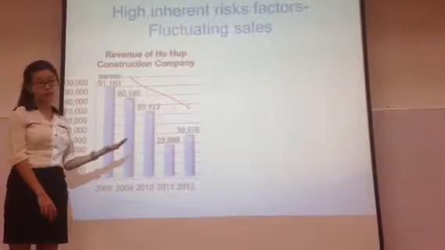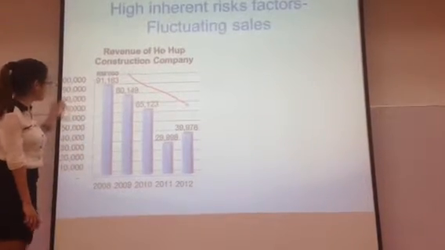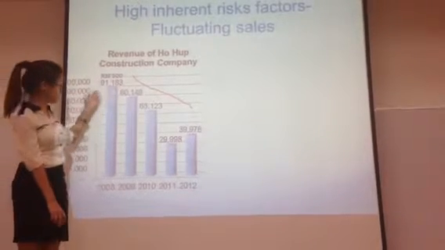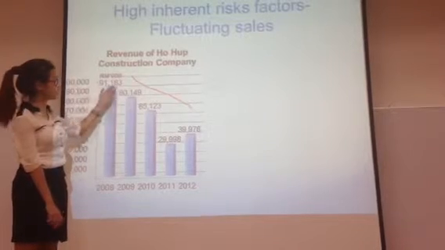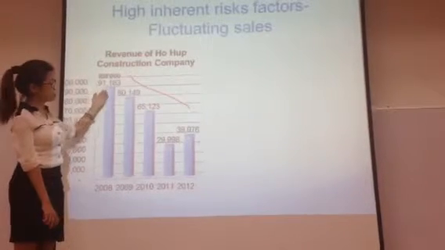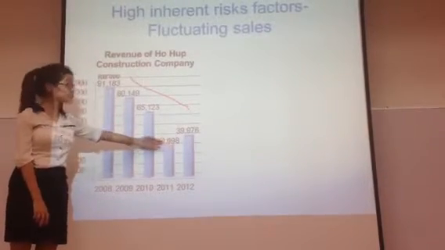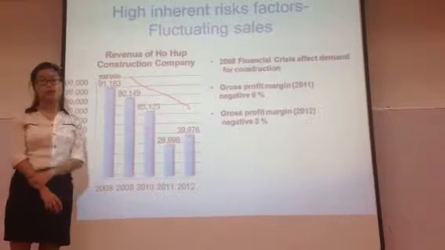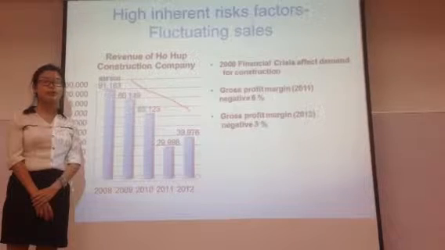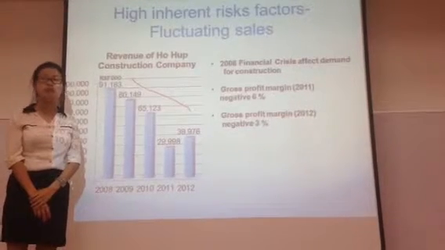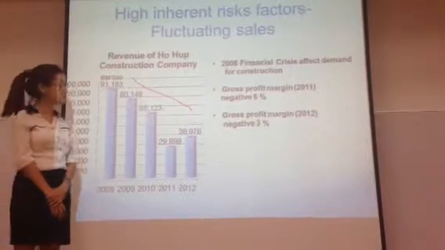For the high inherent risk factors, for example, fluctuating sales, as we can see from the graph here, since 2008, the company revenue has dropped drastically from 91,000 million to 59,000 million. And this is because of the 2008 global financial crisis. It decreased the demand for construction in both developed countries and developing countries.